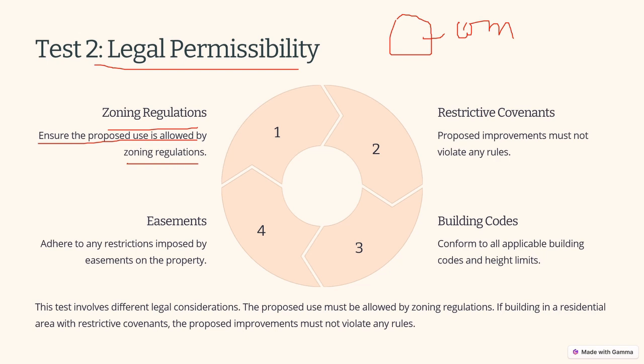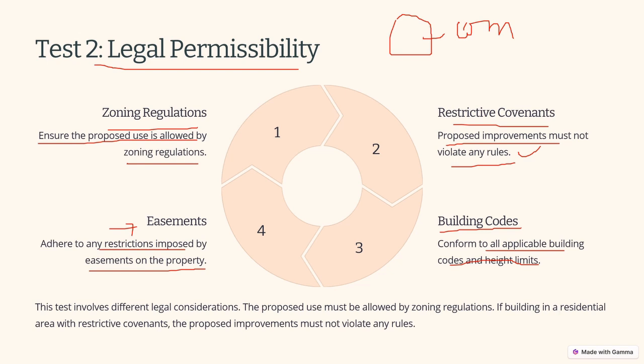Then you have to check whether it adheres to any restrictions imposed by easements on the property. You have to check restrictive covenants. Proposed improvement must not violate any rules and must adhere to building bylaws. Third thing is building codes. You have to check conformity to all applicable building codes and height limits. So this test involves different legal considerations.